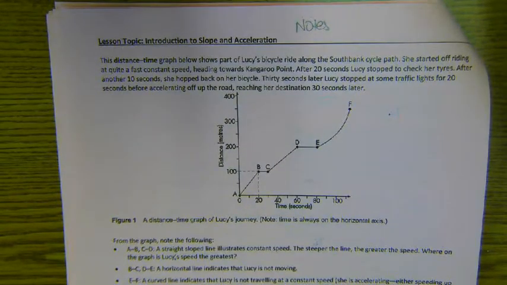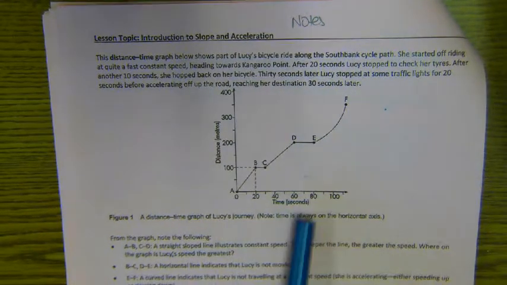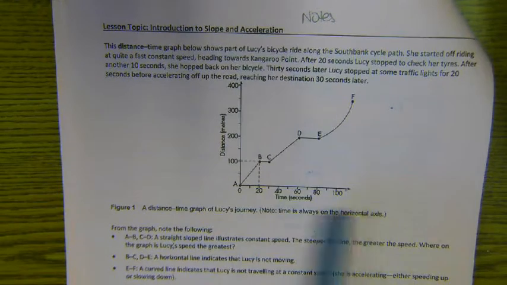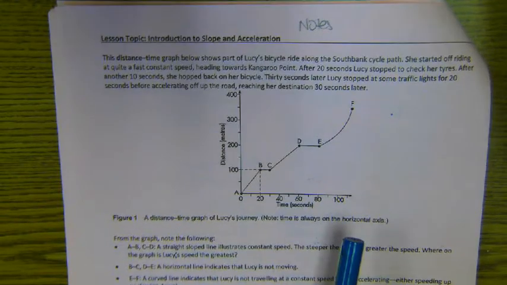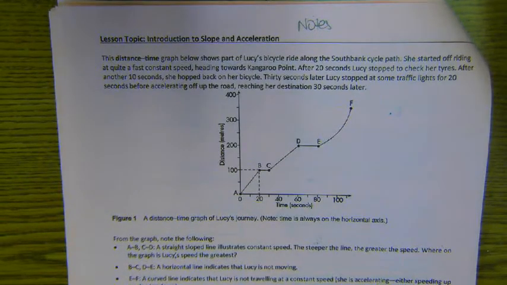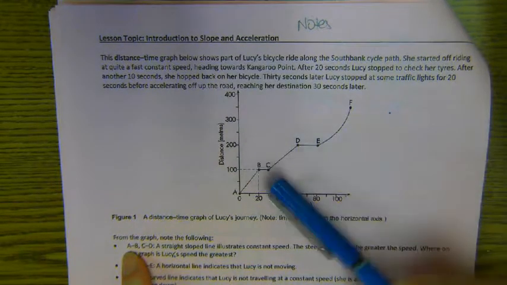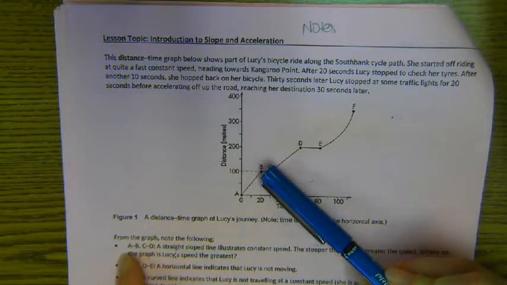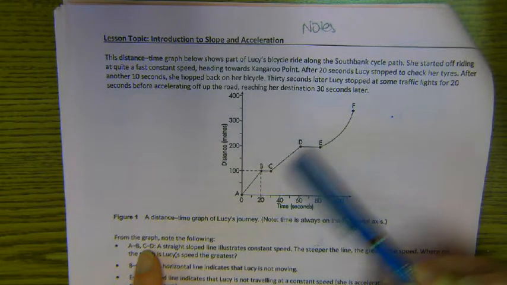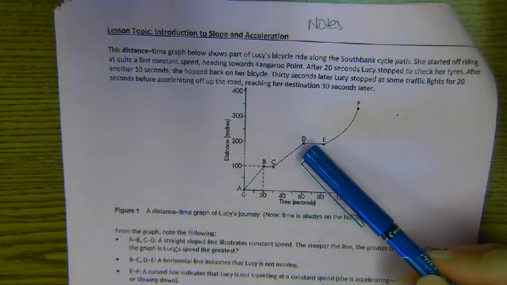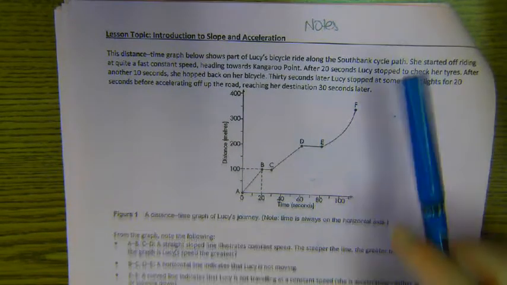So, this is a distance time graph. One note, time, no matter when we're doing it, is always on the horizontal axis, or the x-axis. So, let's look. From A to B and C to D, do you see that those are straight lines? Why are they straight lines? What in this tells you that they're straight lines?